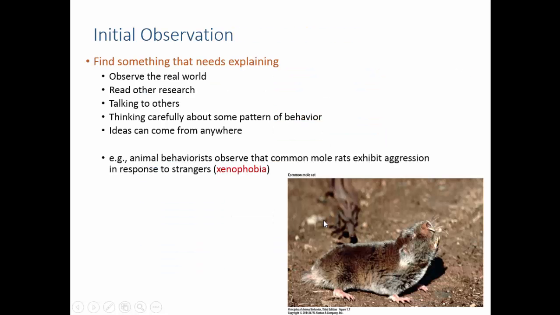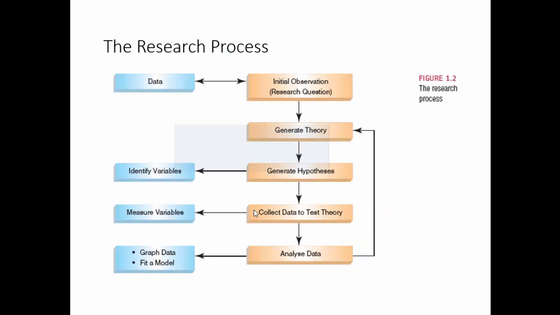Back to our mole rats example. Again, the animal behaviorist made the initial observation that common mole rats commonly exhibit aggression towards strangers, now known as xenophobia, fear of strangers. We've already talked about steps 2 and 3, generating a theory, generating a causal explanation, and thinking very carefully, if my causal explanation were correct, what predictions does it make? What hypotheses can I derive from it?